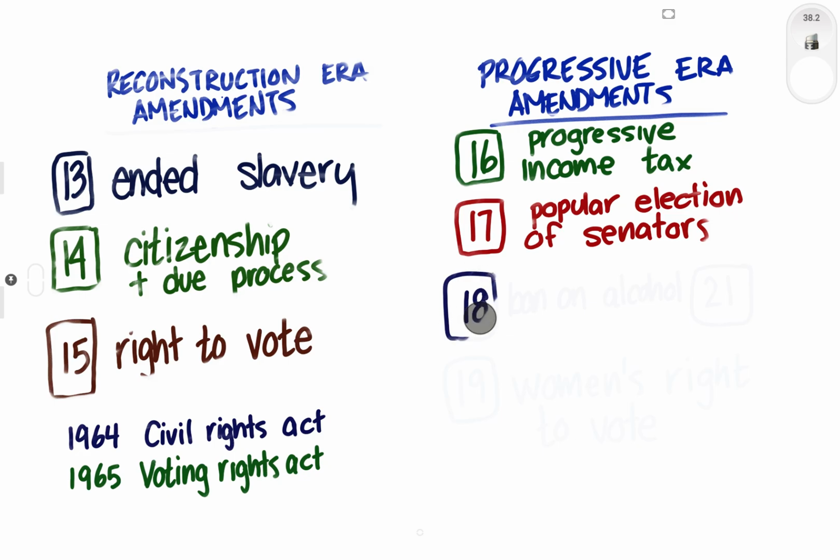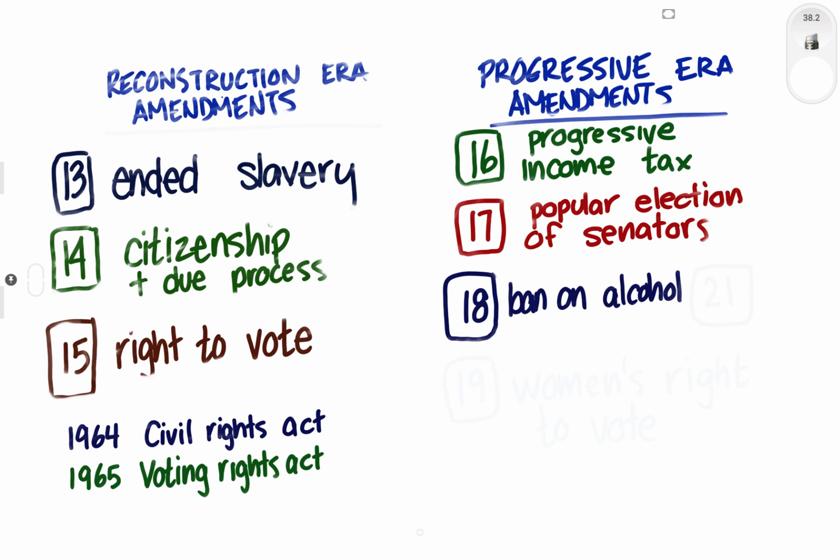Number 18 was a ban on alcohol. It was kind of a rough time. There were a lot of alcoholics, and women especially banded together to put in a ban on alcohol.